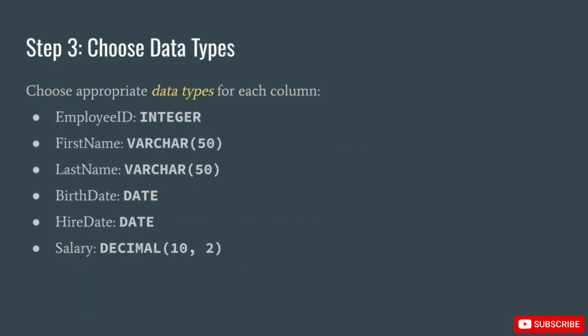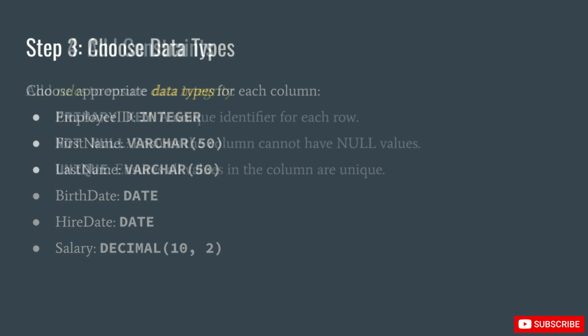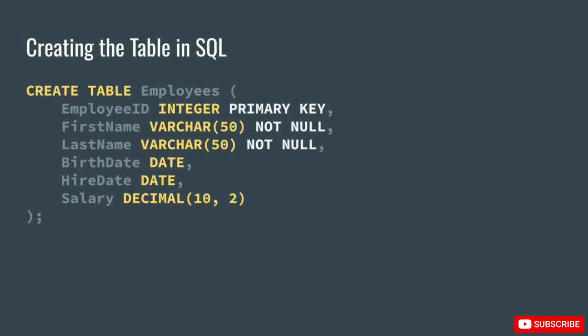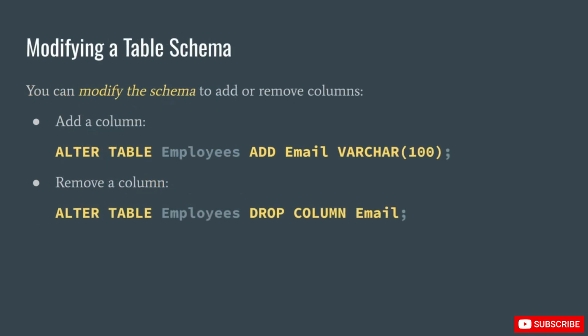After that, we must choose data types for each column. I've also done that as an example. Lastly, we can add constraints if we need them. These are rules to ensure your data stays accurate and reliable. In this example, I've set employee ID as the primary key and set the first and last names as not null. This is the complete table schema for our example. That's what we would use to create the employees table. Lastly, we can also modify a table schema to add or remove columns. Although that's not recommended usually, sometimes we might need it.